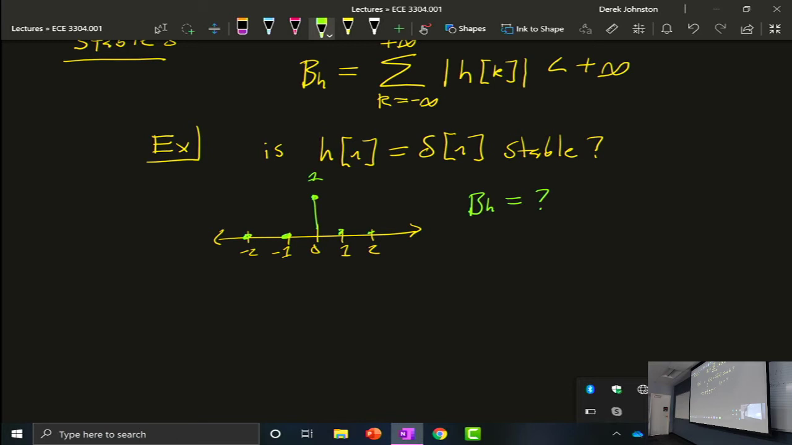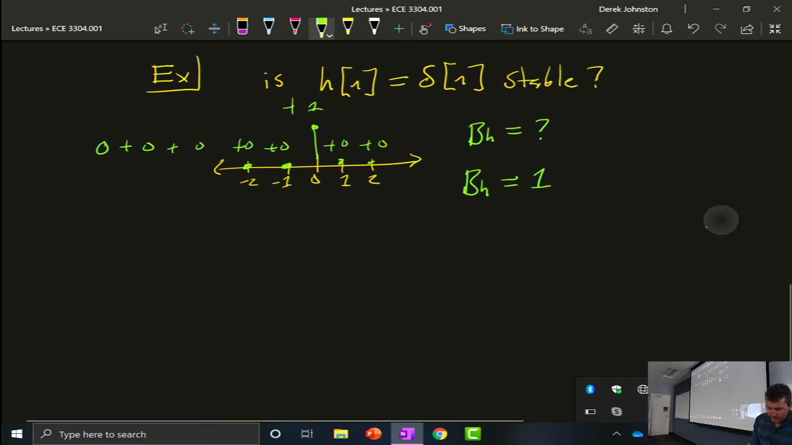Yeah, this guy says 1, right? Because it's just 0 plus 0 plus 0 plus 0 plus 0 plus 1 plus 0 plus 0 all the way out from negative infinity to positive infinity. So in this case, b of h is equal to 1.